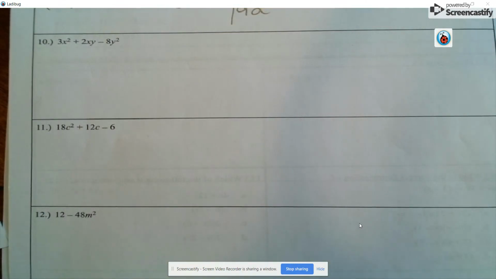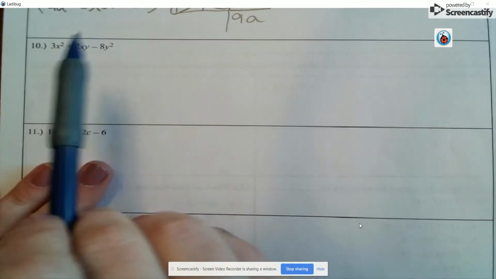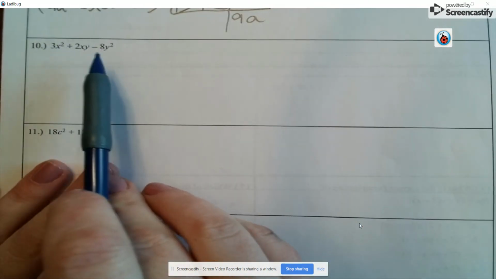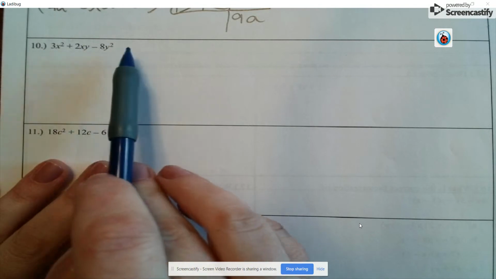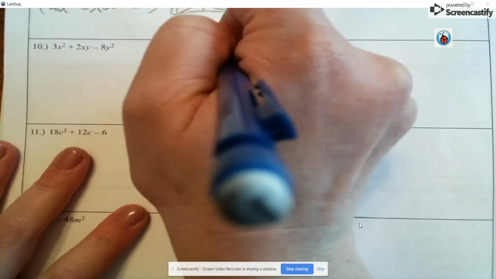Okay, so I'm going to do number 10 and 11 on this video. We're still continuing with factoring the expressions completely. Again, I'm always checking for a GCF first. I do not see one in this problem. There's nothing that they all share in common. So I am just going to jump right into a factor box.